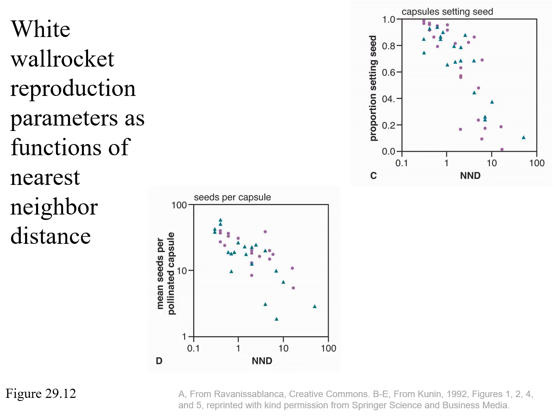And we see that basically that pattern is followed with the mean seeds per pollinated capsule. So what we're seeing is that not only are they getting more of their capsules fully making seeds, but how many seeds are they producing? They're producing more seeds than when they're spread out.